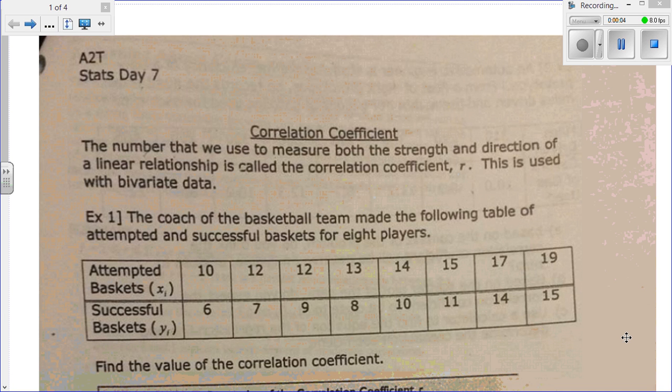Hi, and welcome to Statistics Day 7. Today we're going to be talking about the correlation coefficient, and it's more graphic calculator work.